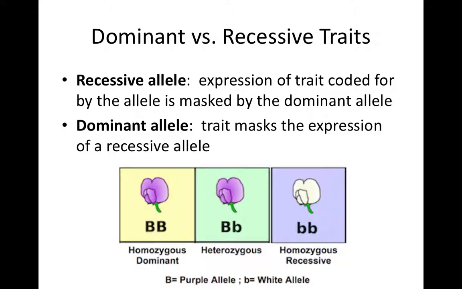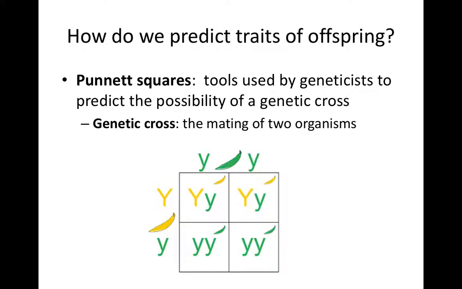And like I said, in the case of pea plant colors, purple is dominant to white. So purple is the color of the pea plant if they receive the dominant purple allele. So how do we predict the traits of offspring? Now we know genotypes are found in your genes. It's the alleles that give you certain traits. Phenotypes are what an organism looks like.